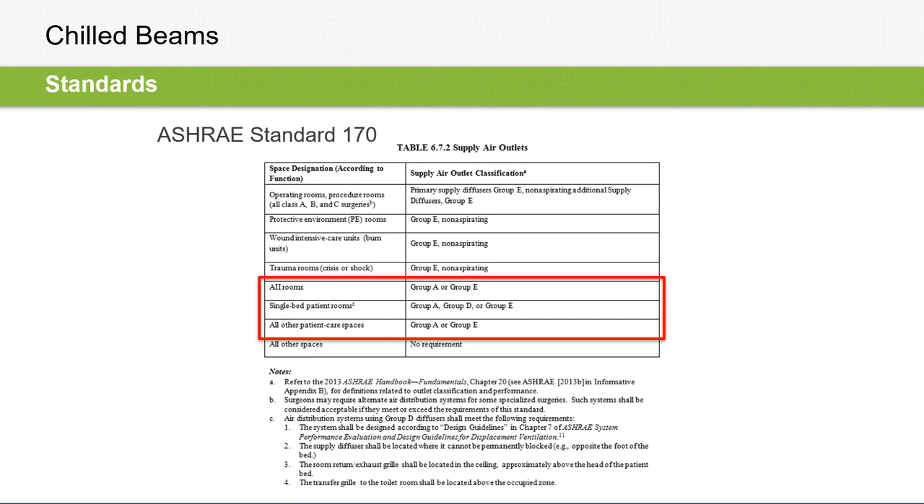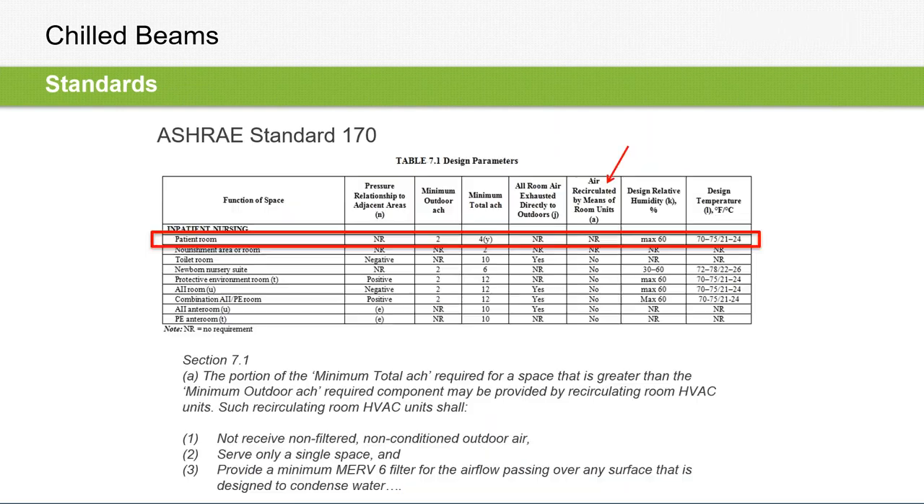We are considered a group A device, which just means we're on the ceiling and we're blowing horizontally. Here's a chart showing where you can apply these types of beams. One note I like to make here is that you do not need a MERV filter on a dry coil chilled beam. That's how we're getting around that filtration requirement, by keeping a dry coil.